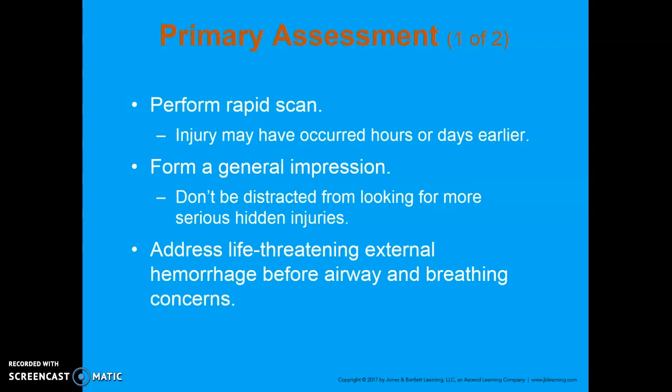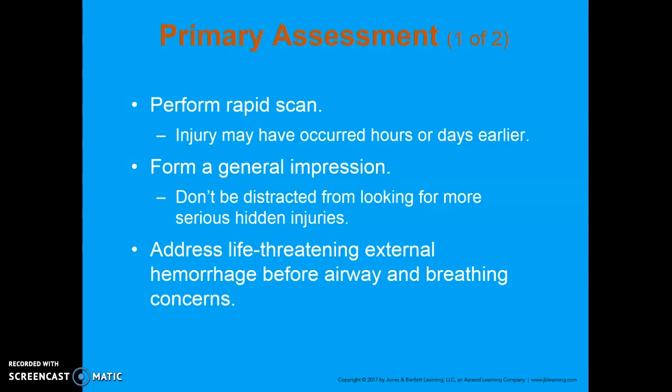For your primary assessment, perform a rapid scan just to see what's going on with the patient, check the seriousness, keeping in mind that while some abdominal injuries may be very obvious, very graphic, some may be very, very subtle, and we may get called to a patient that's experiencing abdominal pain from a trauma that occurred several hours or even days earlier, and so we might not have those MOI clues like we would have on somebody that experienced an acute trauma.